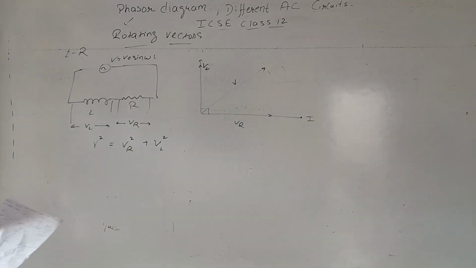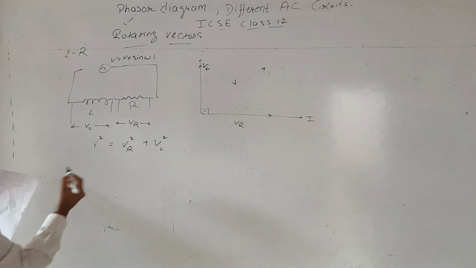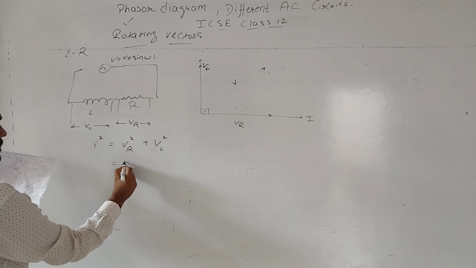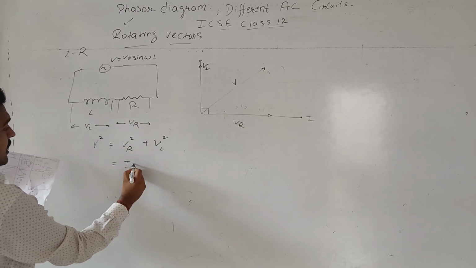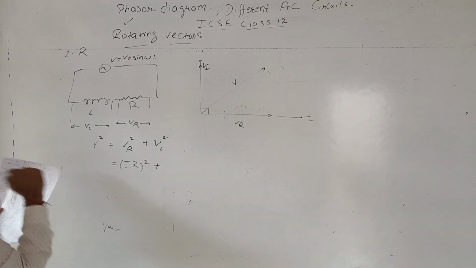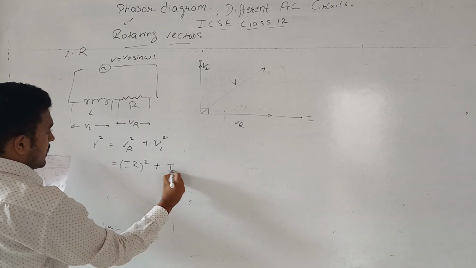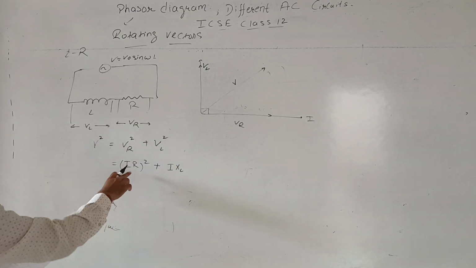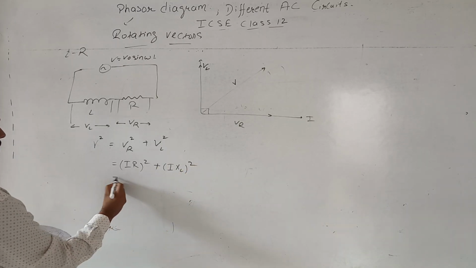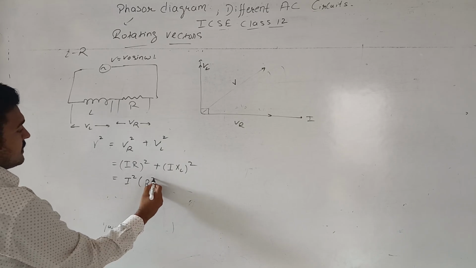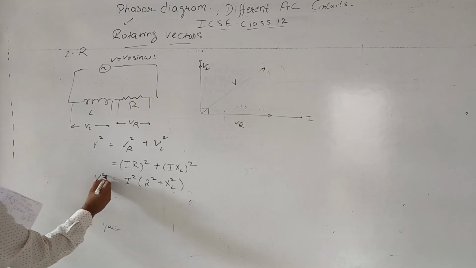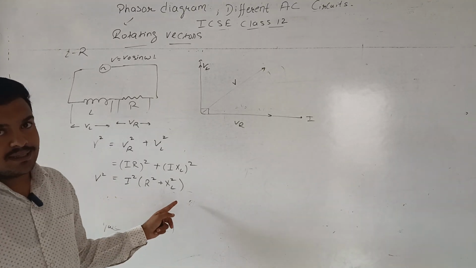Therefore, we get this, and the current we have to find. What is the current? VR is equal to IR, so IR squared plus VL is equal to I into XL, because V is equal to IR for a resistance and V is equal to I into inductive reactance for an inductor. So it is equal to I squared common, R squared plus XL squared. So V squared is equal to I squared into R squared plus XL squared.